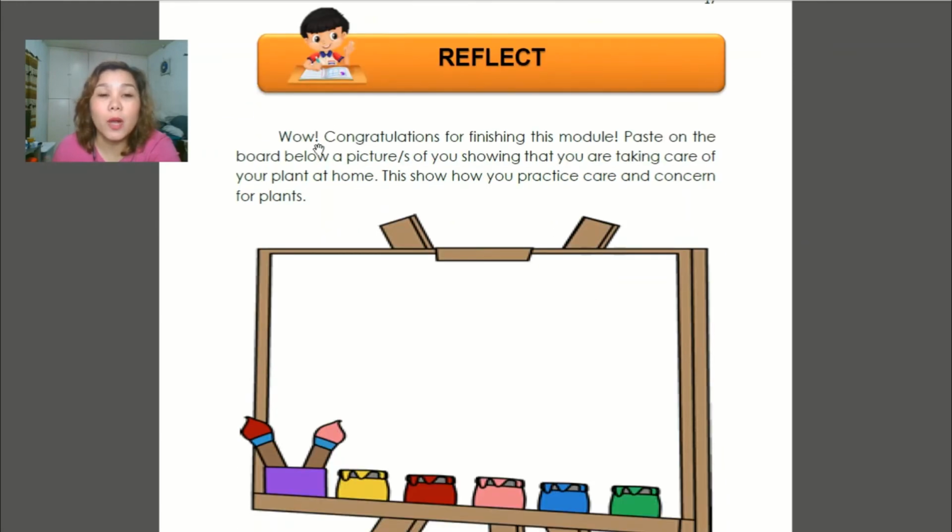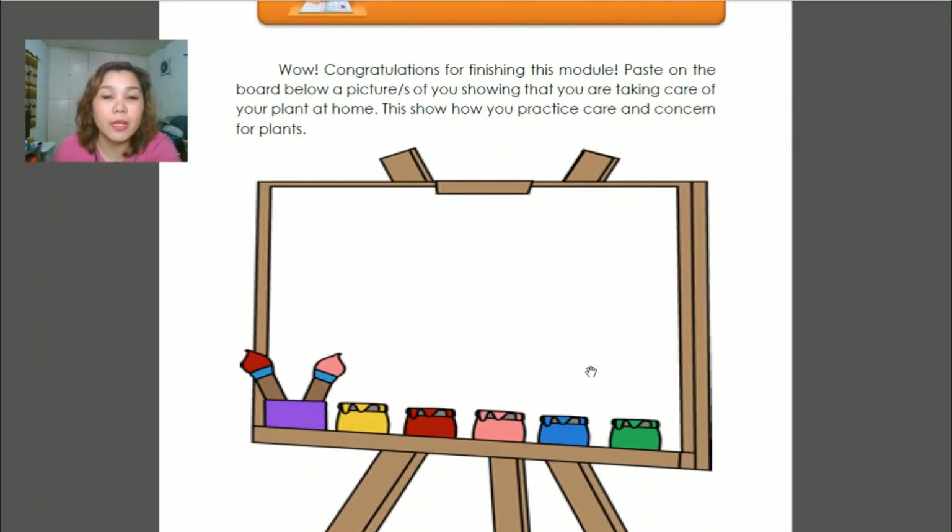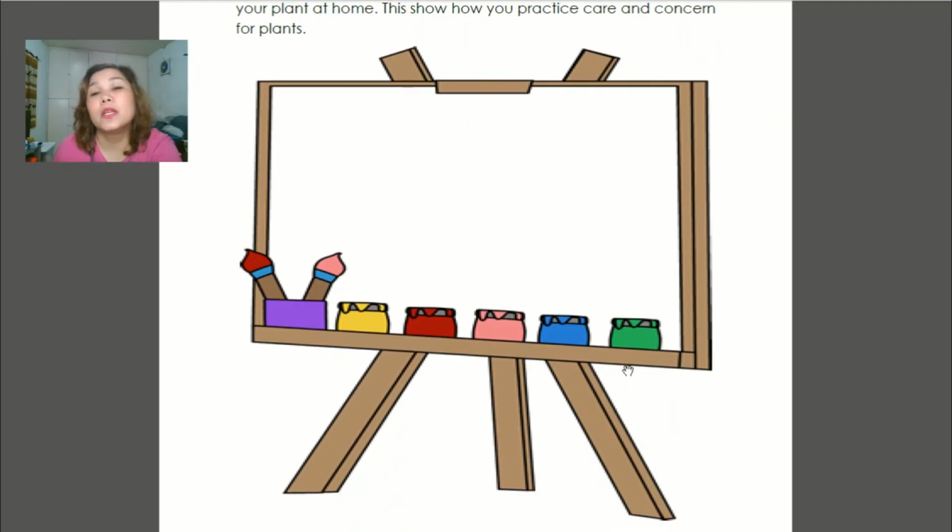Reflect. So wow, congratulations for finishing this module. Based on the board below, paste a picture or pictures of you showing that you are taking care of your plant at home. So even the plant of Mommy or Tita. So this shows how you practice care and concern for plants. So you just paste it on this area. Let it dry.